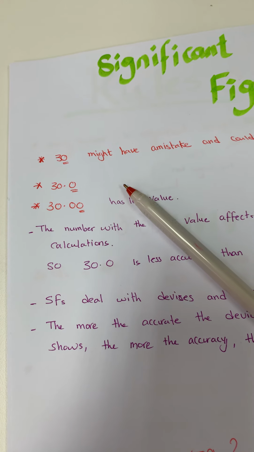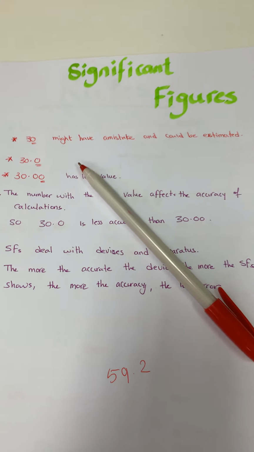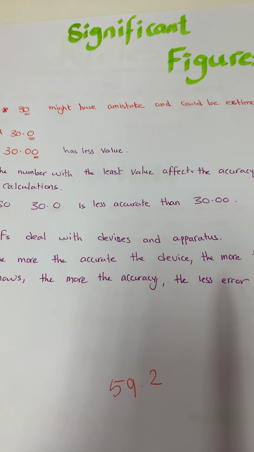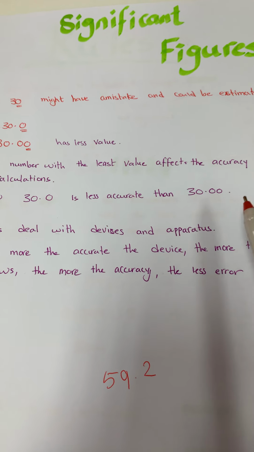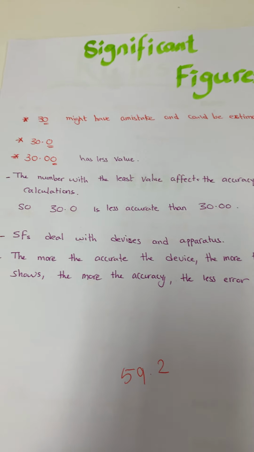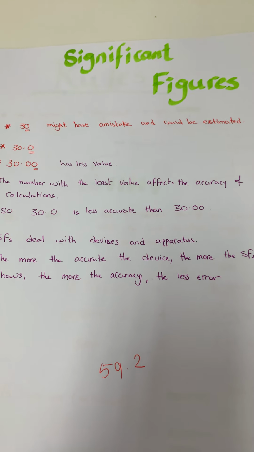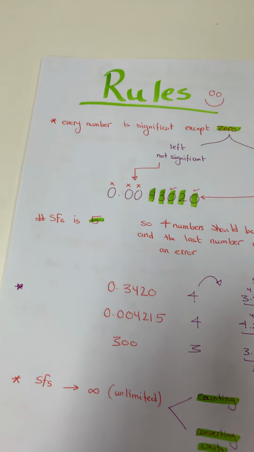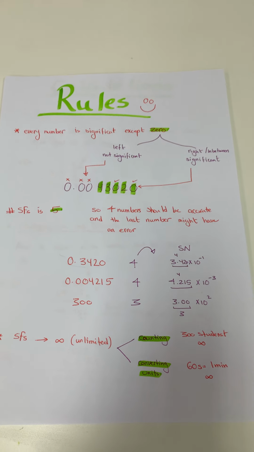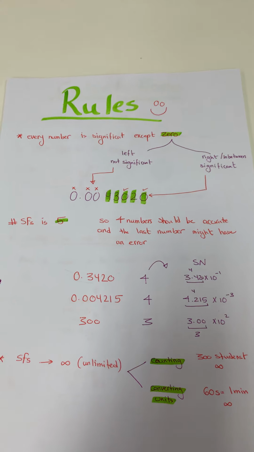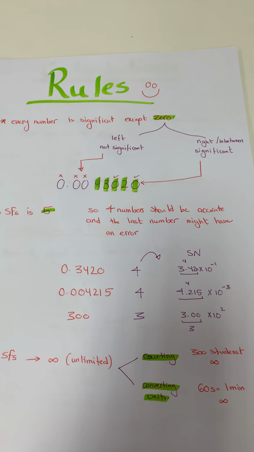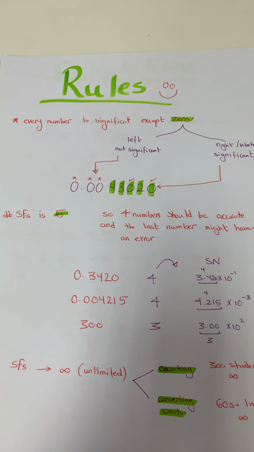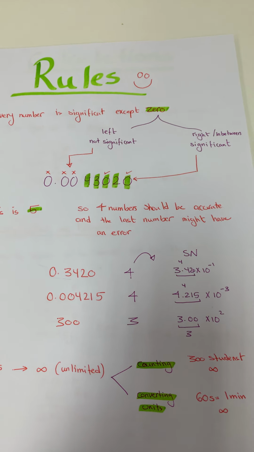So once I add more digits, it means I will be more accurate. As I said, the number with the least value affects the accuracy of calculations. So 30.0 is less accurate than 30.00. That's why they put a certain thing that deals with significant figures in science in general. Now, how do we calculate the significant figures? There are many rules that we should follow. The first rule states that every number is significant except for the 0. Any number, we should say that this number has a value, except for the 0.